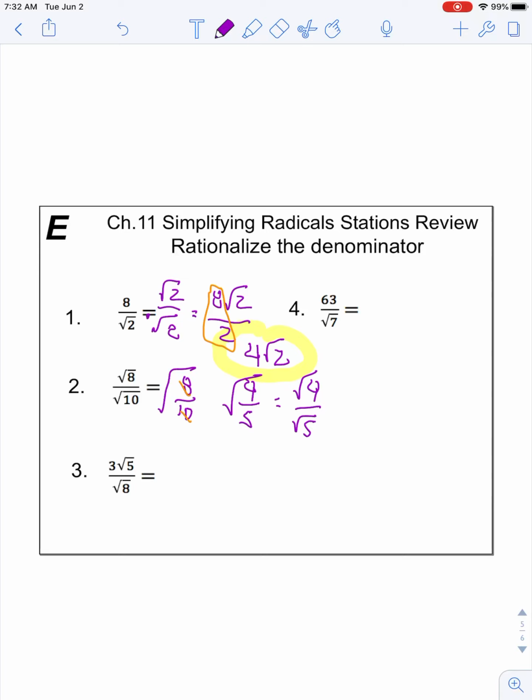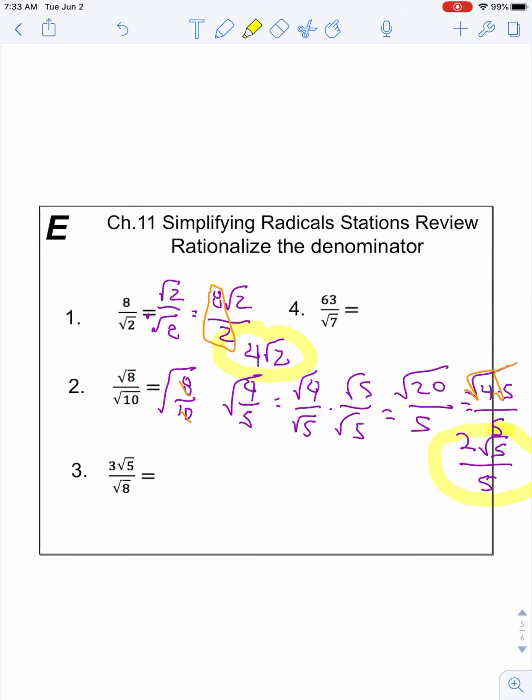I can't have a radical on the bottom, so I'm going to multiply by the square root of 5 over the square root of 5. And that gives me the square root of 20 over 5. Now, you might think you're done, but the square root of 20 still has a perfect square factor. So we have to separate this into 4 times 5 over 5. And so when we take the square root of 4, we get 2. So now what we get is 2 square root of 5 over 5. And that's our simplified answer.